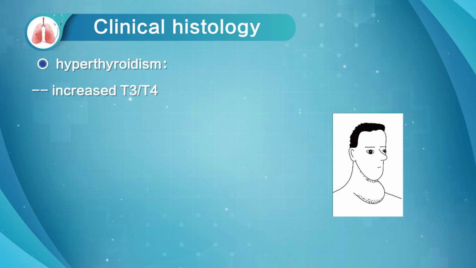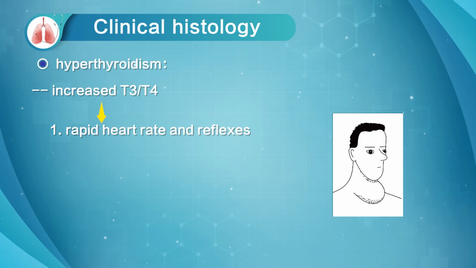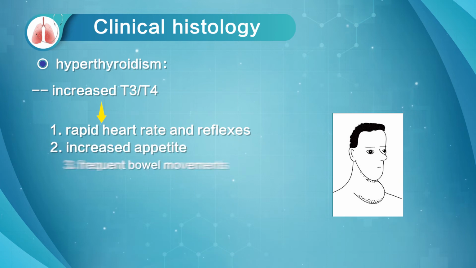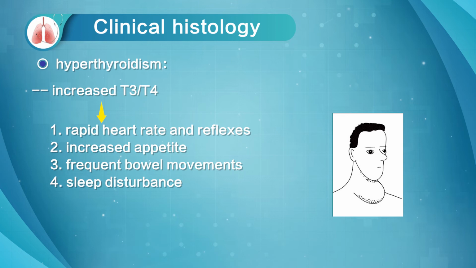The increased T3 and/or T4 keep the whole body at an active or excited state, such as rapid heart rate and reflexes, increased appetite, and frequent bowel movements. The patient would also have sleep disturbance and weight loss, etc.